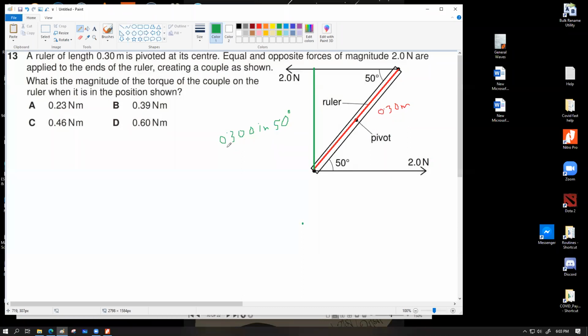That's the perpendicular distance. So to find out the torque of the couple, we're going to have to multiply this perpendicular distance with one of the forces, which is 2.0. So you just calculate how much this is, and you get your number.